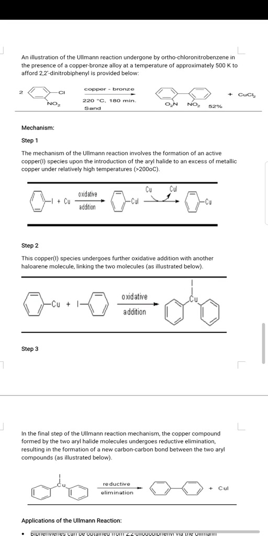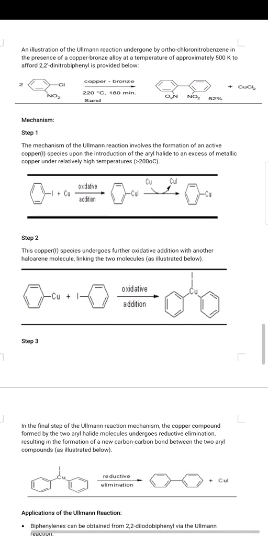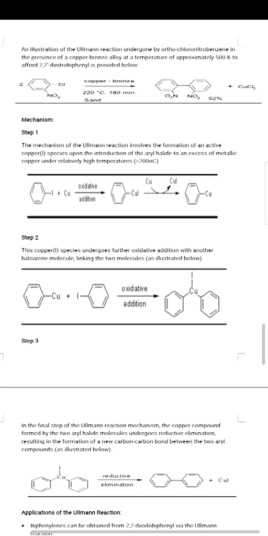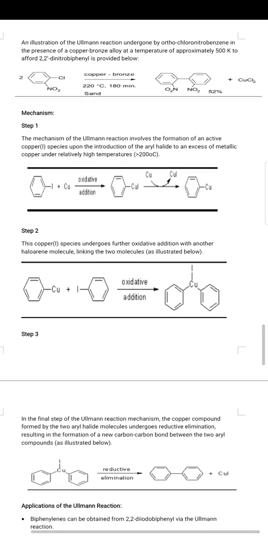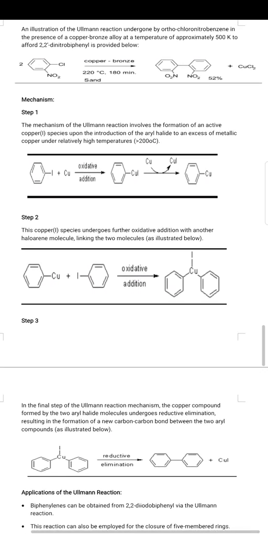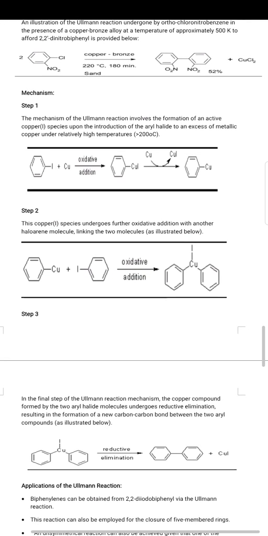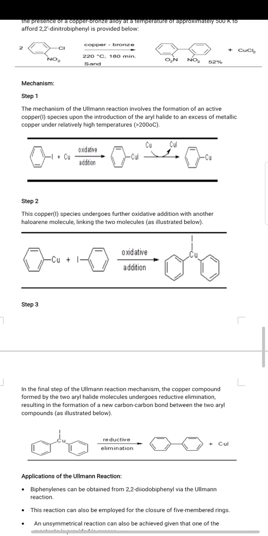The mechanism of this reaction is given. It is basically a three-step mechanism. In the first step of the Ullmann reaction, there is a formation of an active copper(I) species upon the introduction of the aryl halide to an excess of metallic copper under relatively high temperature, greater than 200 degrees Celsius. We can see in the picture. Then in the next step, step 2, the copper species undergoes further oxidative addition with another halogen molecule, which is linking to the other two molecules. We can see here. There is an oxidative addition and a copper molecule is linking.